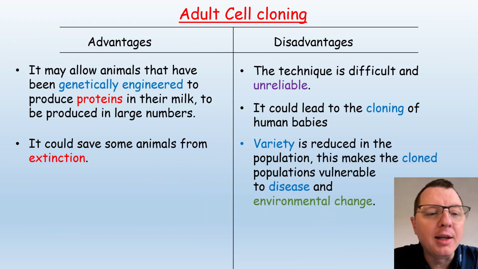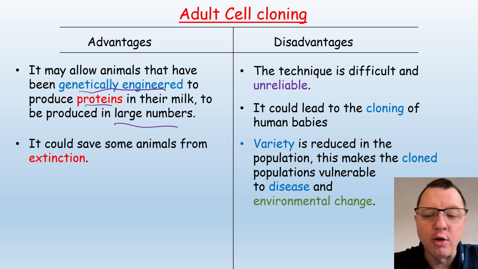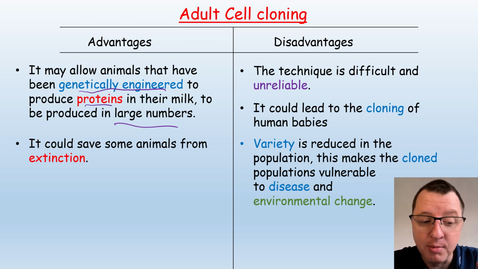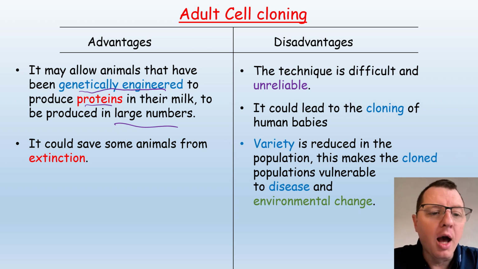But it does have many advantages. Adult cell cloning will allow animals that have been genetically engineered to produce proteins in their milk to be produced in large numbers. So we can link this technique in with other scientific techniques. So if we have inserted genes into a particular organism, which in itself has a low probability of success, but if we have been successful and we now want to produce thousands of clones of that individual, then we can use adult cell cloning to do that. This technique could also be used to save some animals from extinction.